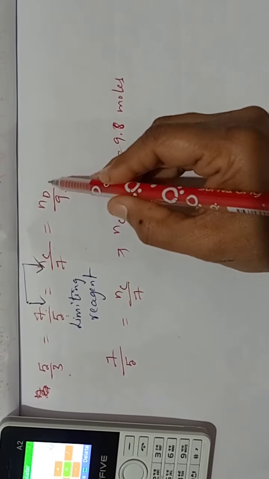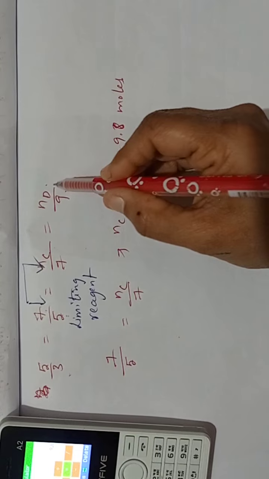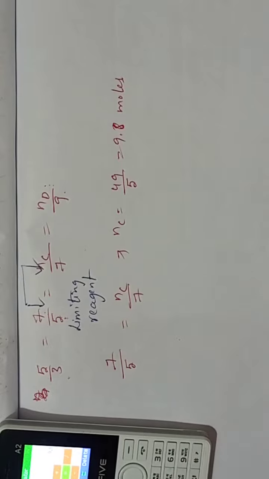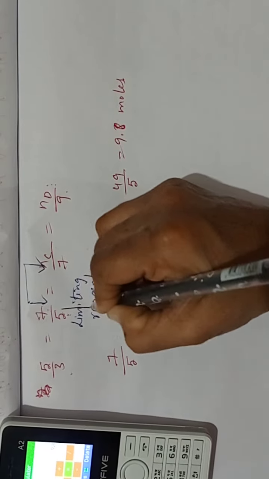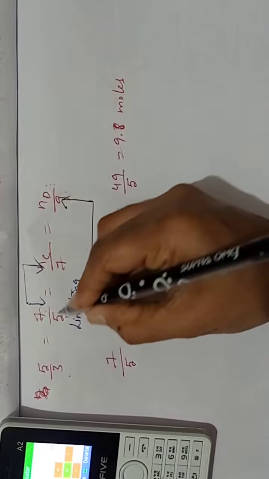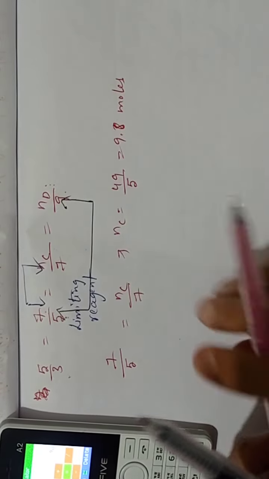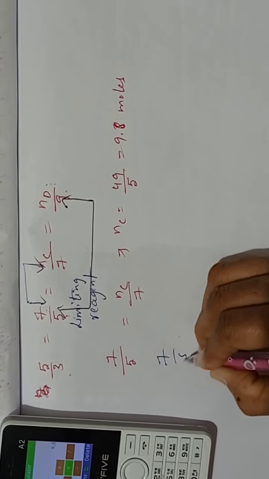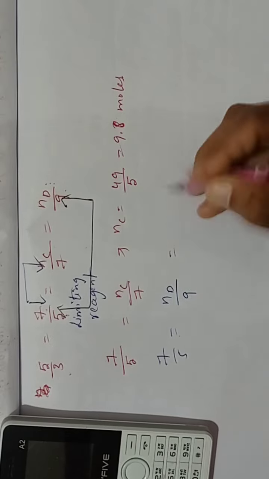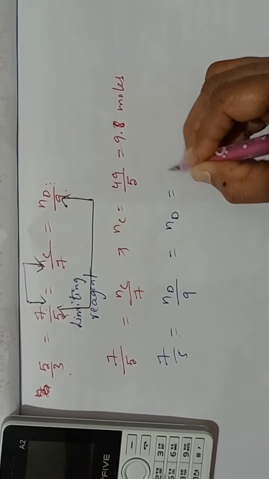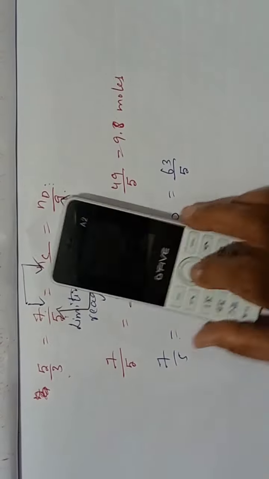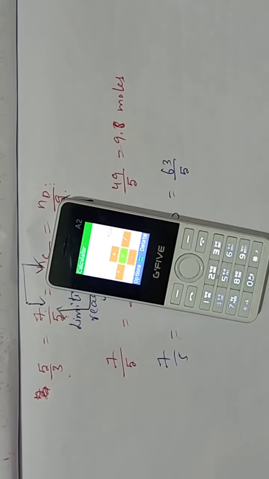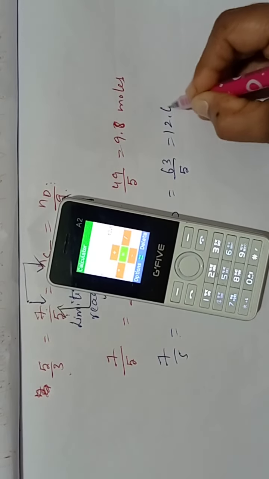Now we have to find the number of moles of D. Again we have to calculate it from the limiting reagent, that is 7 by 5. Now these two relations I am taking, students, to calculate the number of moles of D. So 7 by 5 is equal to number of moles of D by 9. So number of moles of D is equal to 63 by 5. Now 63 divided by 5 is 12.6 moles.